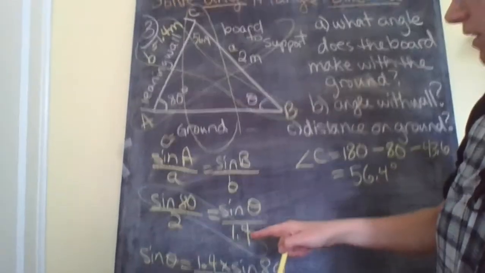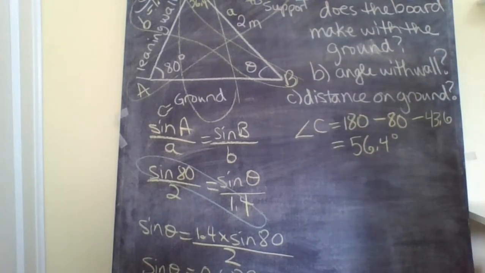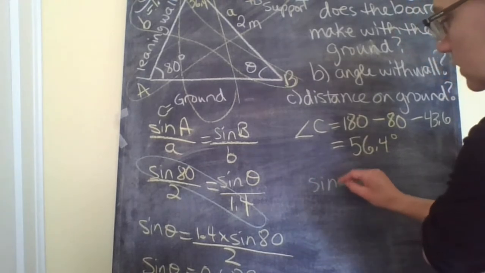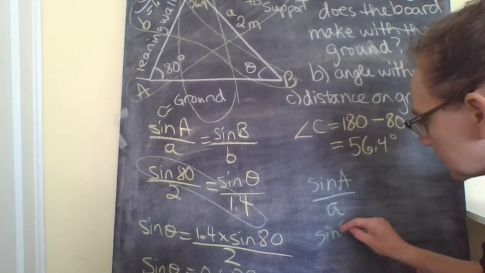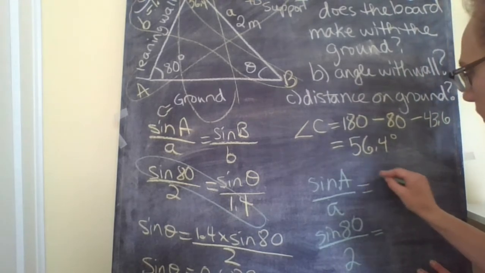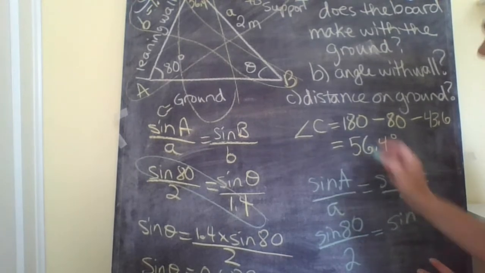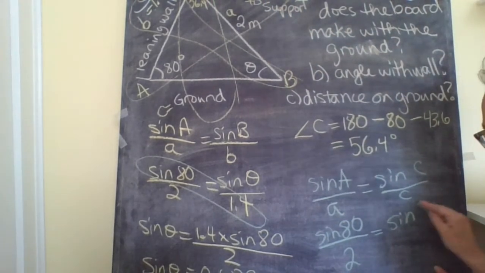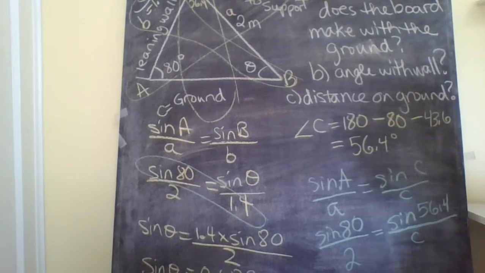So I'm going to use the fraction that I was given everything from the start just to make my life easy. Just in case I made a mistake, this way I don't make it worse, right? So I know sine A over a gave me 80. So I've got sine 80 over a, which was 2, equals sine C over c. So I just solved for the angle C, which is 56.4, divided by little c, which is the length on the ground that we're trying to solve for.